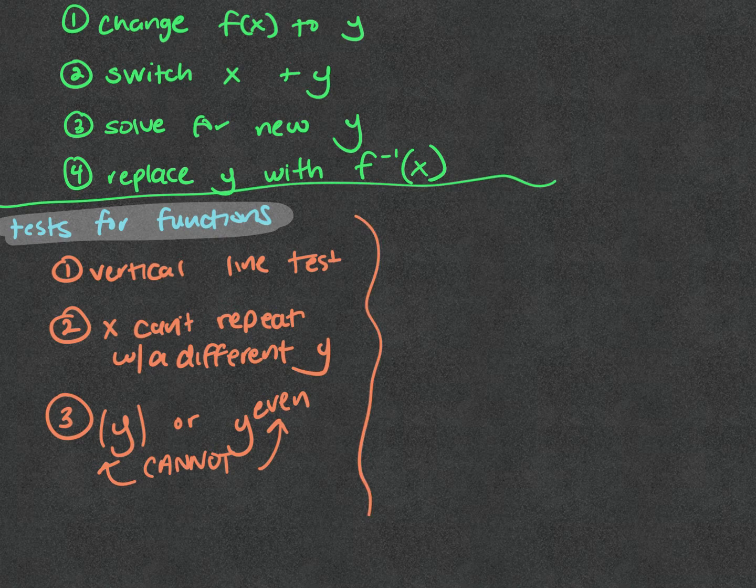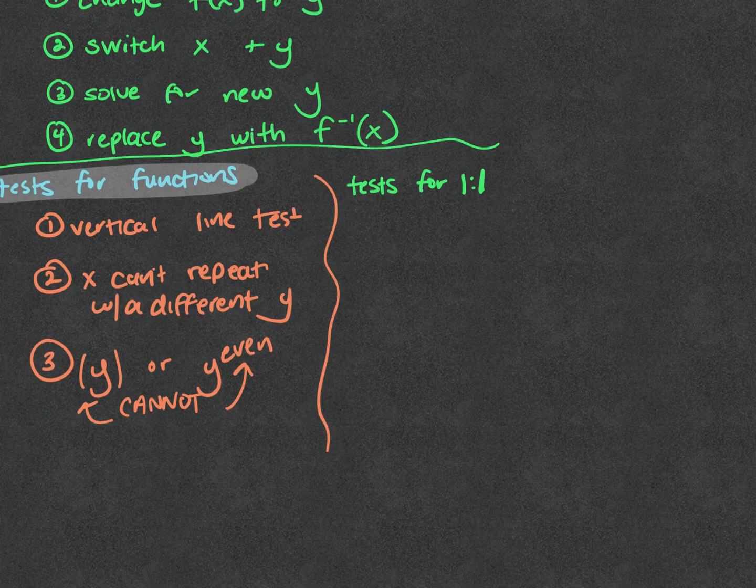Then we did, if it's a function, is it one-to-one? So test for one-to-one, which means it has an inverse. One-to-one means it has an inverse.